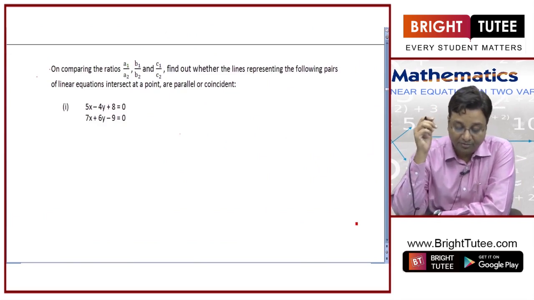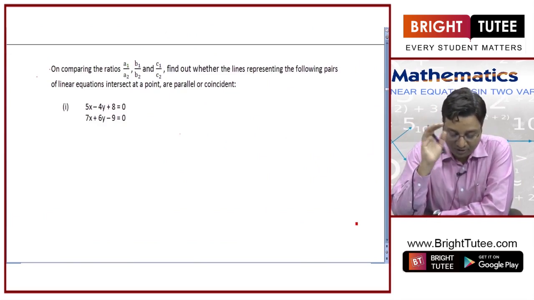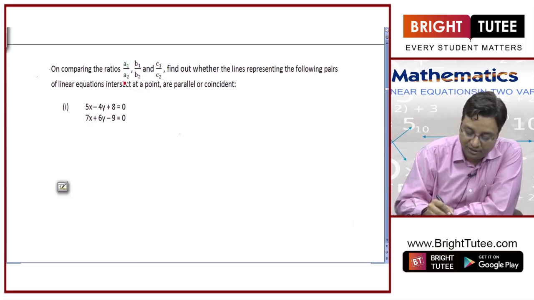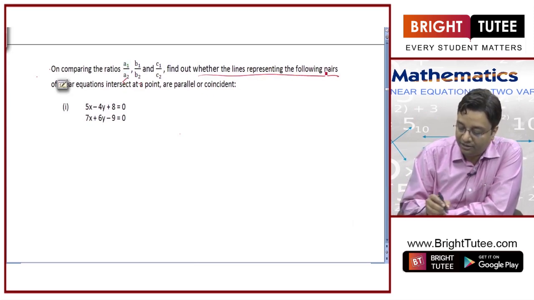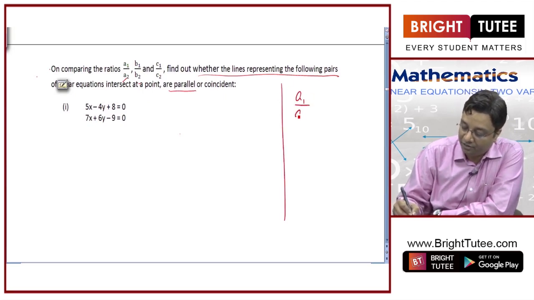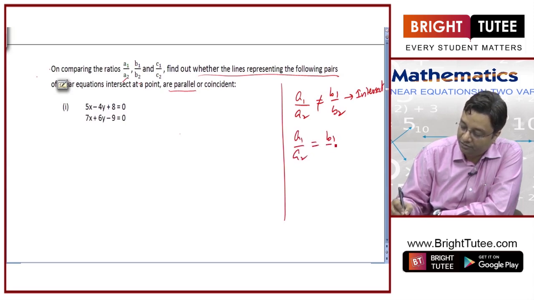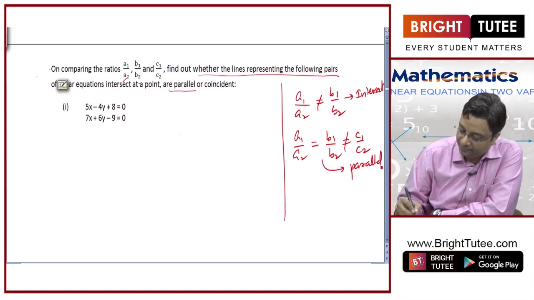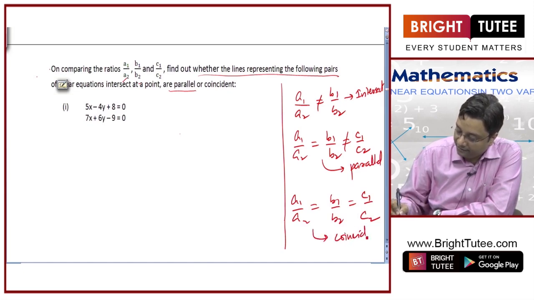Now this question is easier in comparison to the first question. Why? Because we just need to observe and comment. On comparing these ratios, find out whether the lines represented by the following pair of linear equations intersect at a point, are parallel or coincident. Just to revise, if a1/a2 is not equal to b1/b2, then these lines will intersect. If a1/a2 = b1/b2 and is not equal to c1/c2, then these lines will be parallel. And if a1/a2 = b1/b2 = c1/c2, then these lines will be coincident.